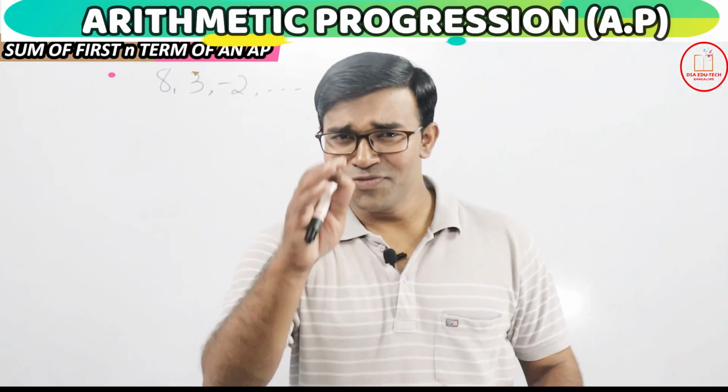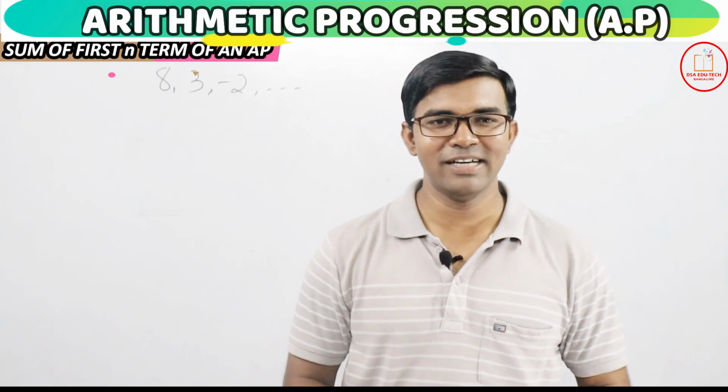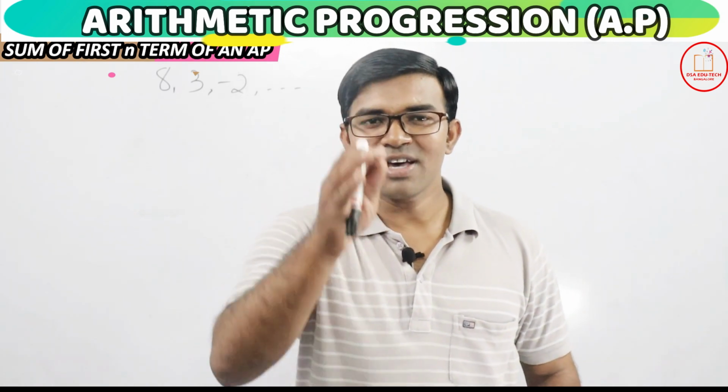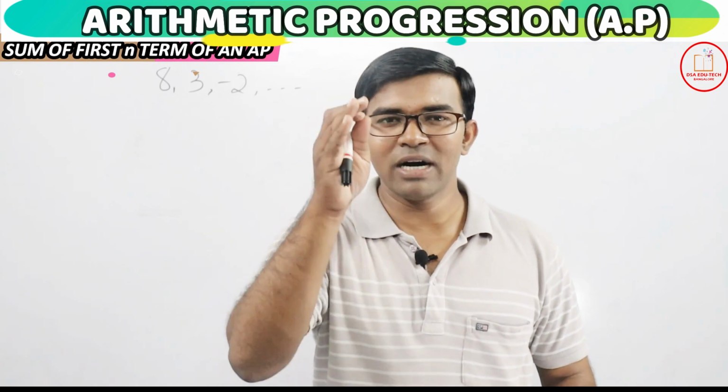So let us solve the first problem on the sum of first n terms of an AP. The problem over here is: find the sum of first 22 terms of the AP 8, 3, minus 2.